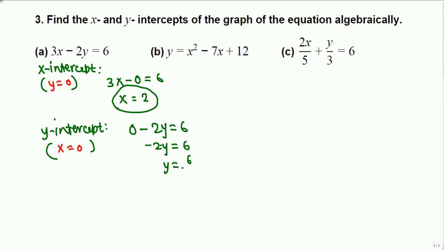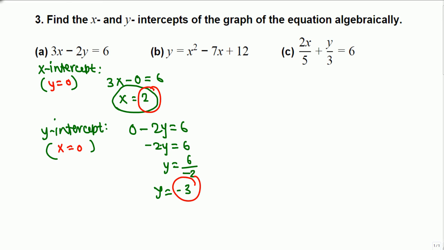Negative 2 times y, so divide by negative 2. So y equals 6 over negative 2. Negative on the bottom, bring that to the front, 3. So negative 3 is the y intercept. Maybe we just want to write x intercept 2, y intercept negative 3.